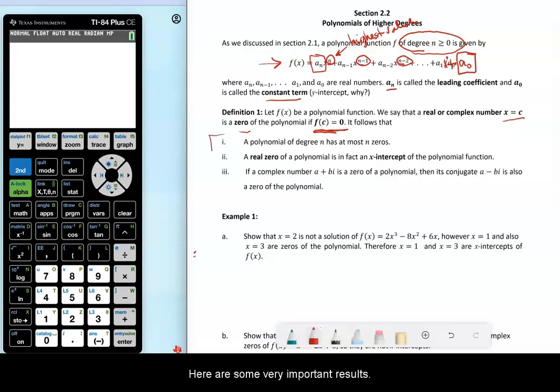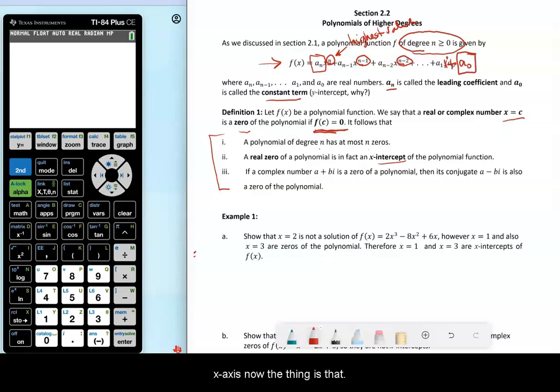Now, here are some very important results of this. A polynomial of degree n has at most n zeros. So if you have a third degree polynomial, it has at most 3 zeros. If your polynomial has a highest degree of 12, then it has at most 12 zeros, meaning it has at most 12 times it could hit the x-axis. A real 0 of a polynomial is in fact an x-intercept. So a real 0 will impact the x-axis.